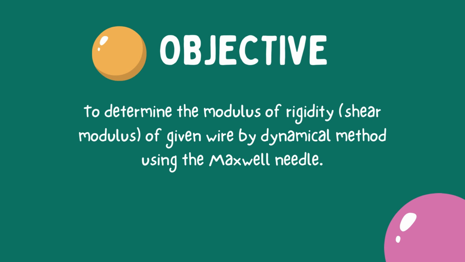In experiment M2, the objective is to determine the modulus of rigidity of a given wire by the dynamical method using the Maxwell needle.